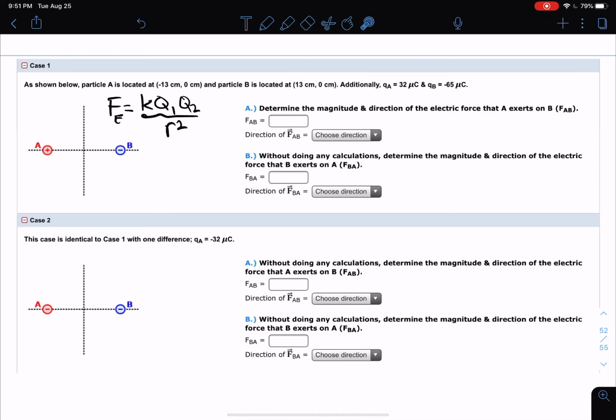But again, it says without doing any calculations. You shouldn't have to do any calculations to get the answer for case 1B and then for both A and B from case 2. Okay, you just need to think about the laws that apply here.